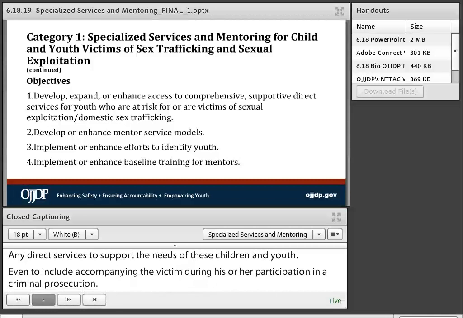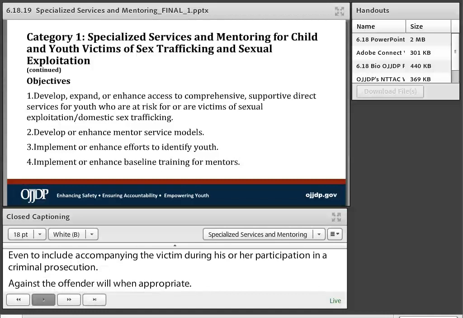Yes, question just came in, as well as direct services for medical services such as forensics. So anything that enhances the direct support services for these children and youth. Thank you for the question.